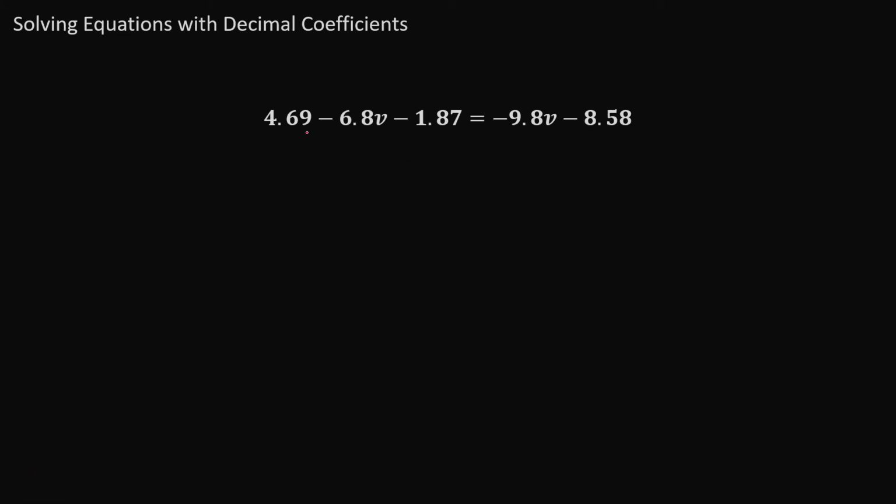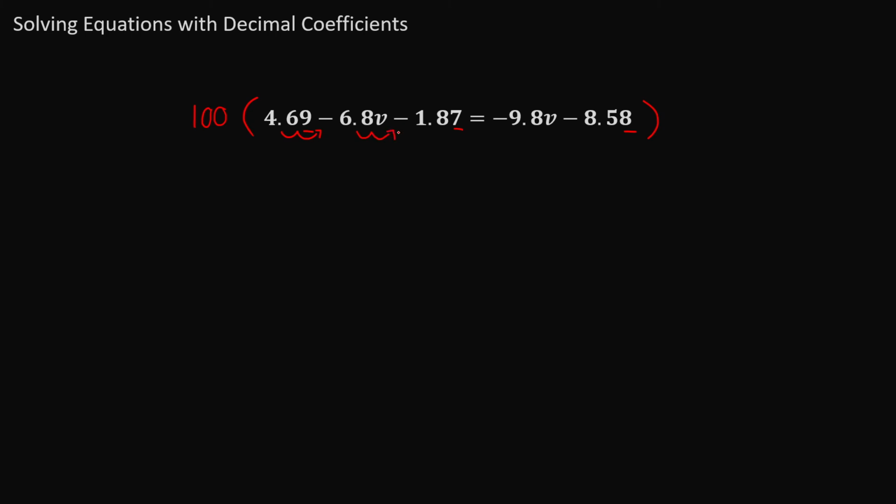4.69, that decimal is in the hundredths place. Negative 6.8v, that's in the tenths place. So I'm still looking at hundredths place being the longest decimal. Negative 1.87 is in the hundredths place. Negative 9.8, that's in the tenths place. And negative 8.58 is in the hundredths place. So the longest place value would be hundredths, which means I'm going to multiply the entire equation by 100 yet again.